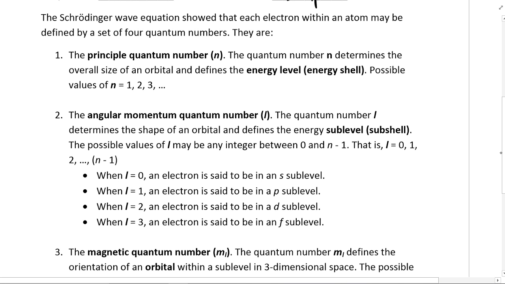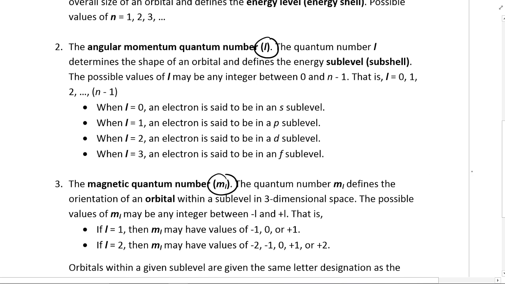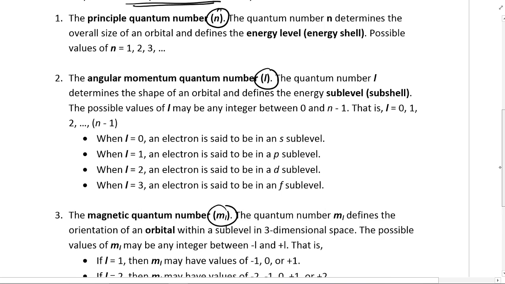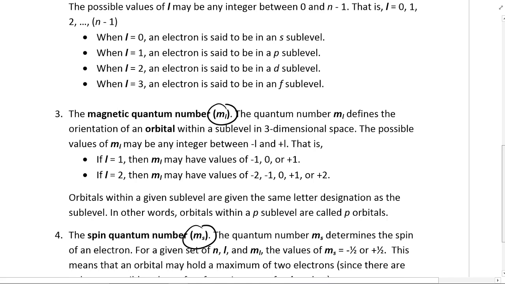Now, the other thing that the Schrödinger wave equation did was this. It showed that each electron in an atom may be defined by a set of 4 quantum numbers. And those 4 quantum numbers are n, l, m sub l, and m sub s. They stand respectively for the principal quantum number, the angular momentum quantum number, the magnetic quantum number, and the spin quantum number.